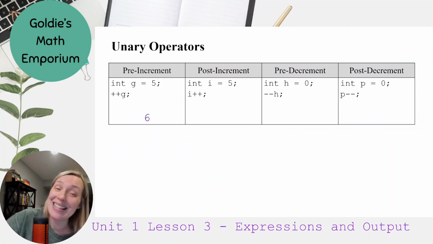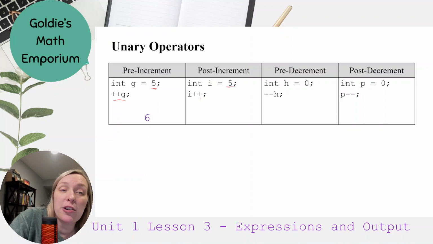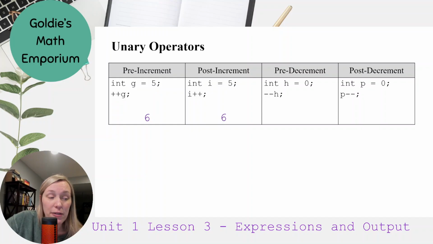What actually happens is the same thing you would expect to happen. Okay, if G is 5, pre-increment, G is now 6. If I is 5, post-increment, I is 6. For all intents and purposes, pre-increment and post-increment do the same thing. Same thing with pre-decrement and post-decrement, right?